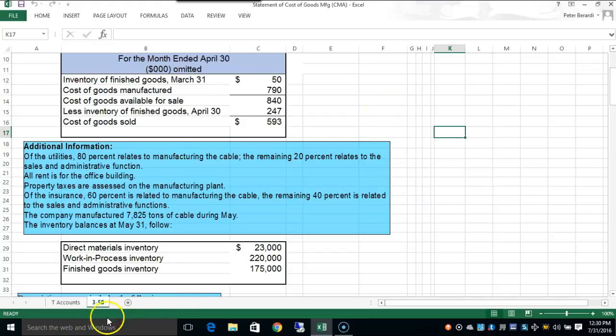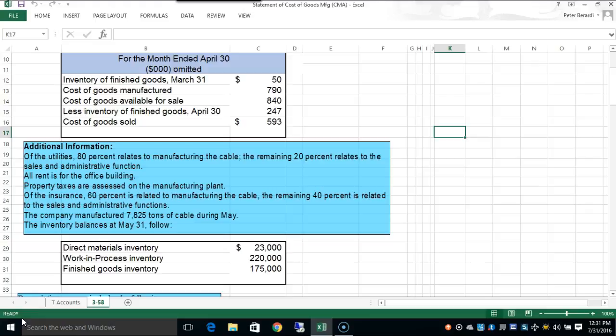Additional information. Of the utilities, 80% relates to manufacturing cable, 20% relates to the sales and administrative function. Very simply put, we're going to take 80% of the utilities, which will be considered manufacturing overhead, into the statement of cost of goods manufactured, and 20% of those utilities will be in the selling and administrative section of the income statement. All rent is for the office building, so that will be presented on the income statement as selling and administrative expense.